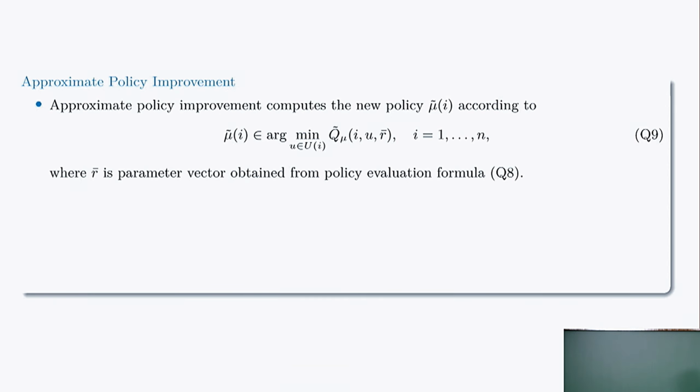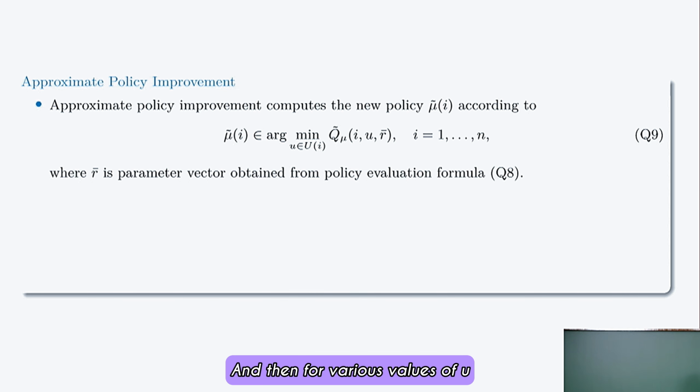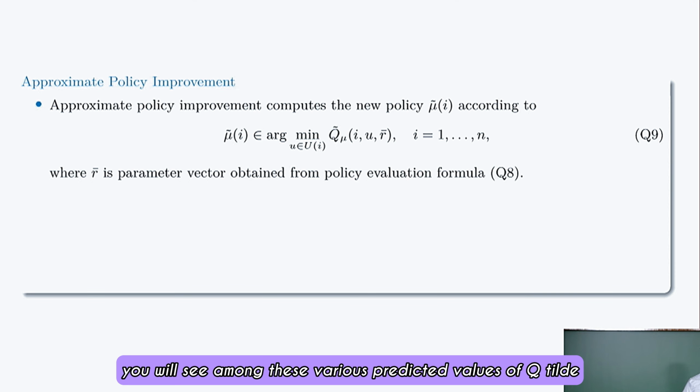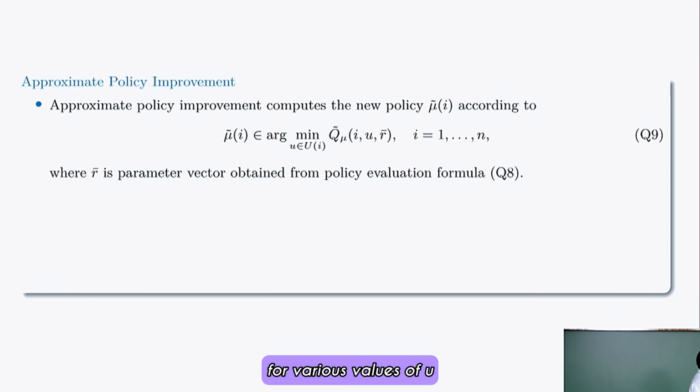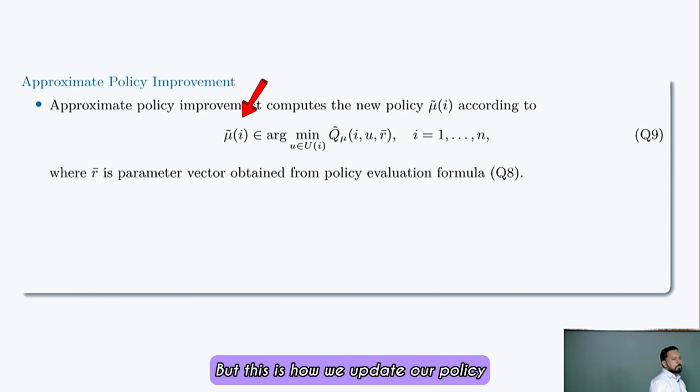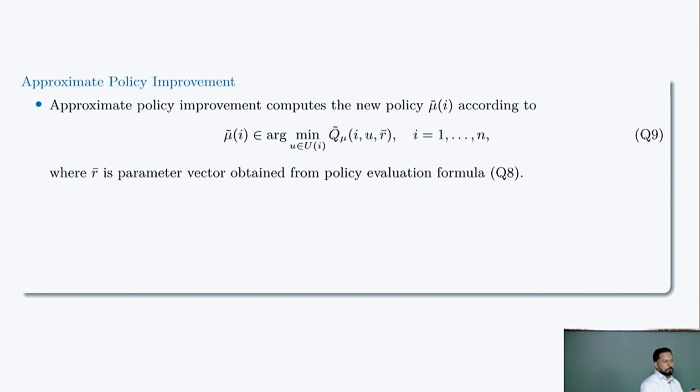So r bar is fixed now. You have learned this during training, and then for various values of u, you will see among these various predicted values of q tilde what is the minimum one, and that will be the new policy for u, which we still call approximate, so we put a tilde here. But this is how we update our policy. With the help of parametric functions, we believe it's a cheaper way.